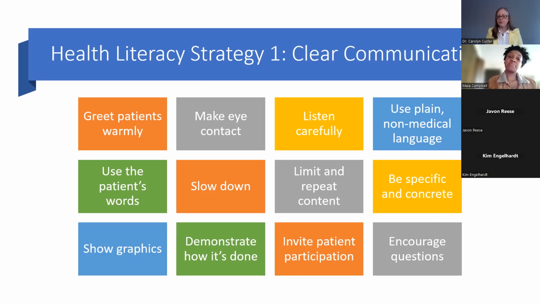Graphics. Graphics are an amazing tool and demonstrate how these things are done. I do often think of the practitioners that I work with that would demonstrate how to use blood pressure cuffs, and that was very powerful. Invite patient participation and also encourage the patient to ask questions. One that I skipped here, I'm sorry, is use plain non-medical language. That's very powerful as well.